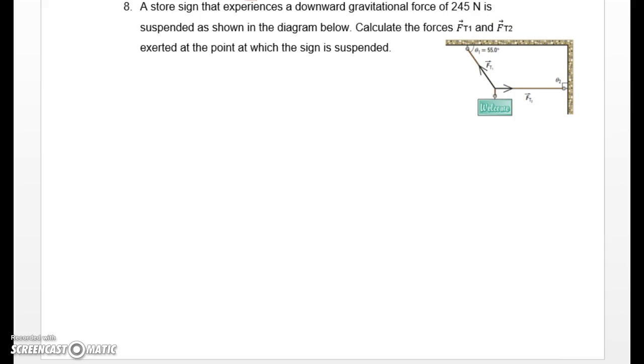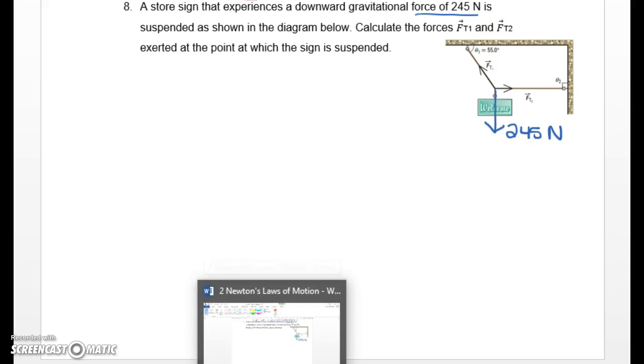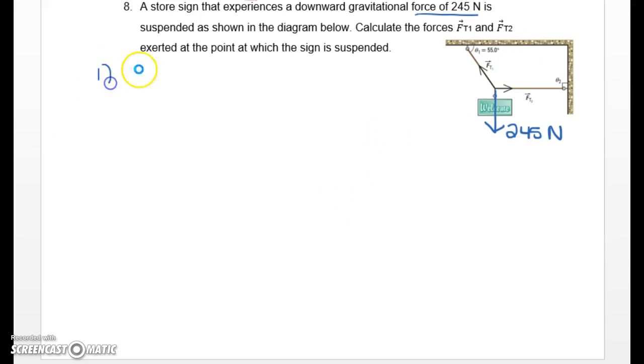So what I'm going to do first is, since we have this nice diagram here, I'm just going to add on to this rather than drawing my spectacularly awesome boxes for our force. I'm just going to include in here what we know about this gravitational force. So on this sign right over here, there's going to be a downward force of 245 newtons. That's going to be really important in order to solve for Ft1 and Ft2. Okay, so our first step here is we're going to find that first force, which is Ft1.